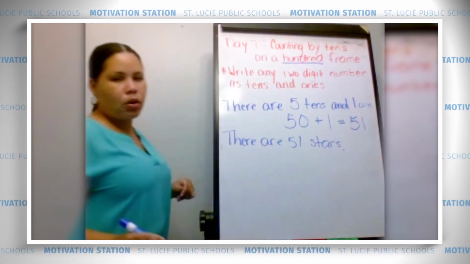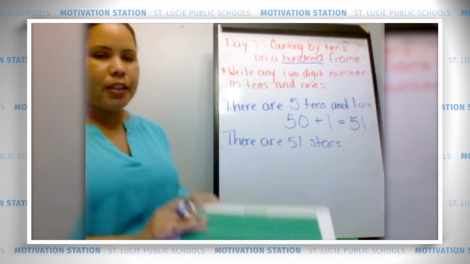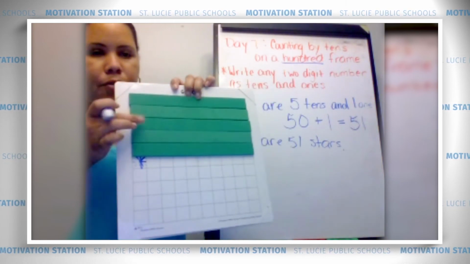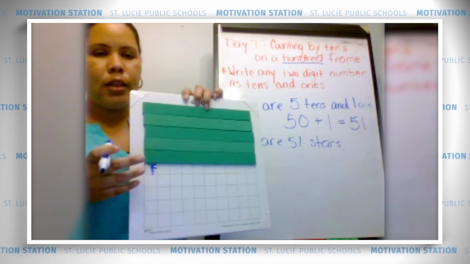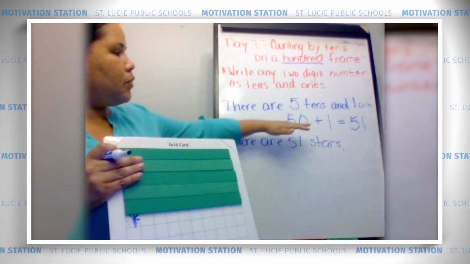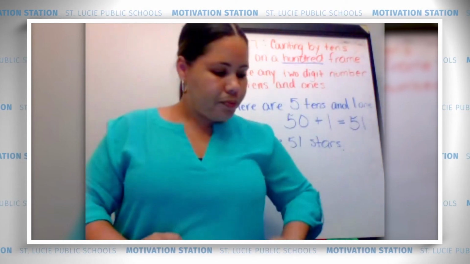This goes back to what our goal was. Our goal was to write a 2-digit number as 10s and 1s. We saw that we had 5 tens and 1 one, and 5 tens and 1 one makes 51. So we have written our number with 10s and 1s.